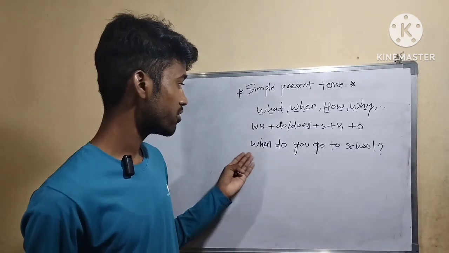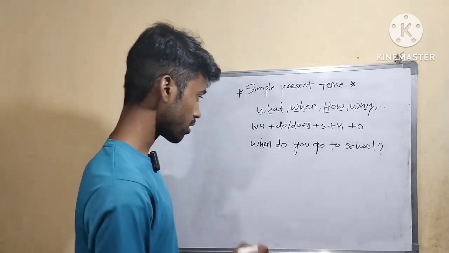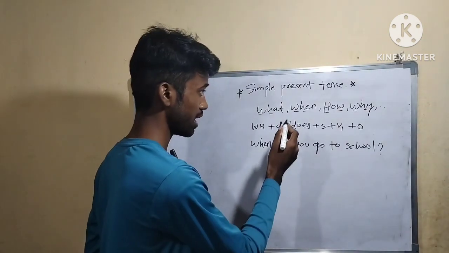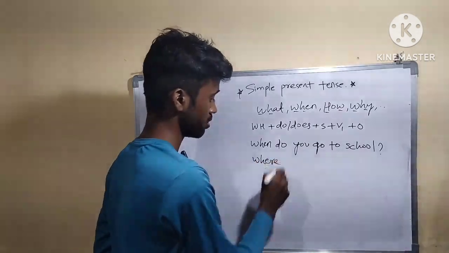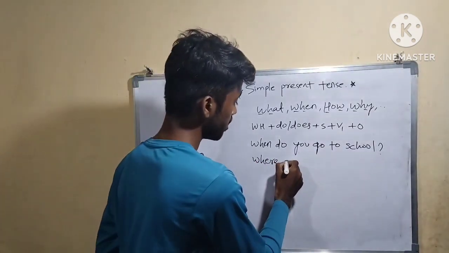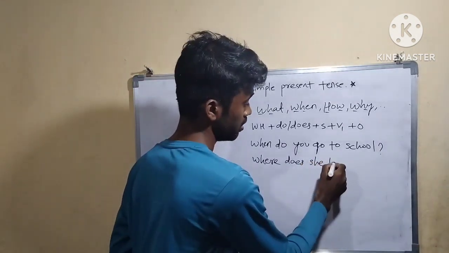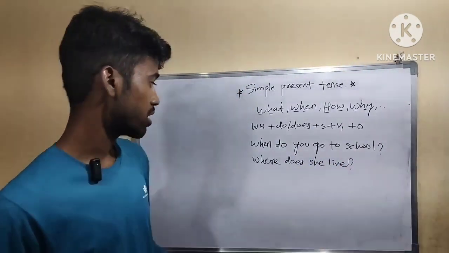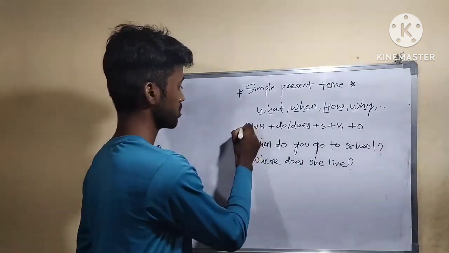So what is the first sentence? When do you go to school? After that, the second sentence uses where, which I have not written here, but it is also a WH word. Where does she live? Where does she live? So this is another WH question. This is the first one, this is the second one, and this is the structure.